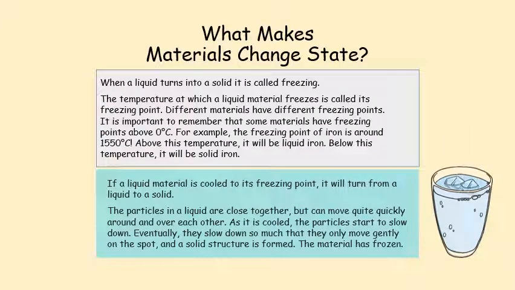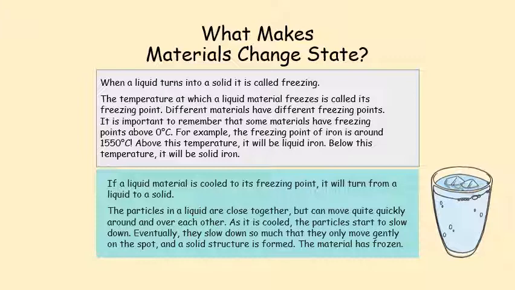But when a liquid turns into a solid, it is called freezing. The temperature at which a liquid material freezes is called its freezing point. Different materials have different freezing points. It's important to remember that some materials have freezing points above 0 degrees Celsius. For example, the freezing point of iron is around 1550 degrees Celsius. Above this temperature, it will be liquid iron, but below this temperature, it will be solid iron.